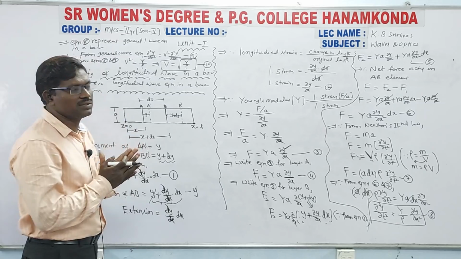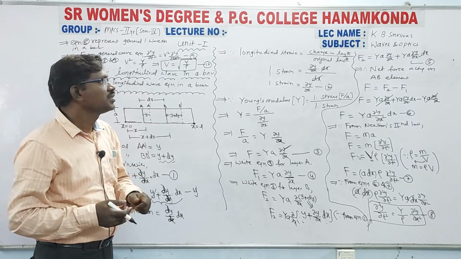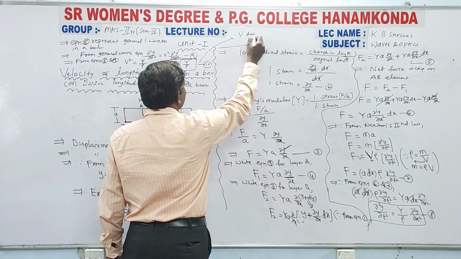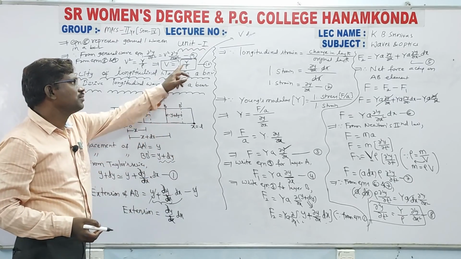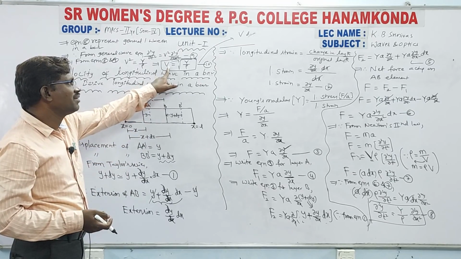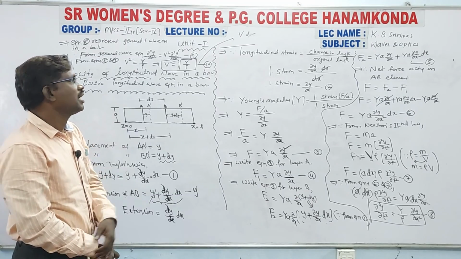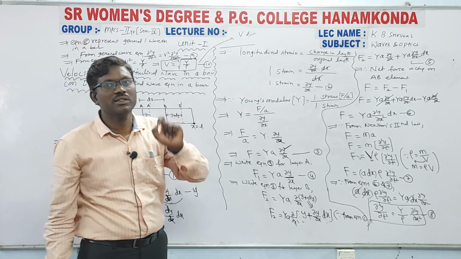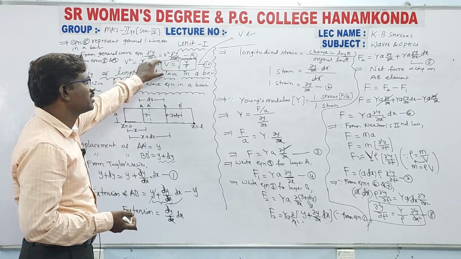So what are the factors that influence the velocity of a longitudinal wave in a bar? You can write that directly from equation 10. Velocity is directly proportional to the square root of Young's modulus of the material. Velocity of the longitudinal wave is inversely proportional to the square root of the density of the material, and velocity of the longitudinal wave does not depend on the shape and size of the material. These are the three factors we can observe from equation 10.